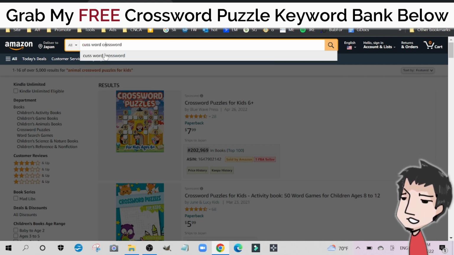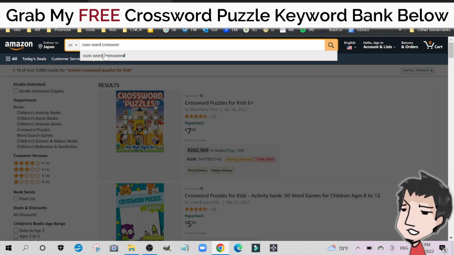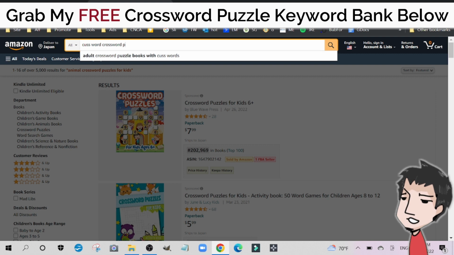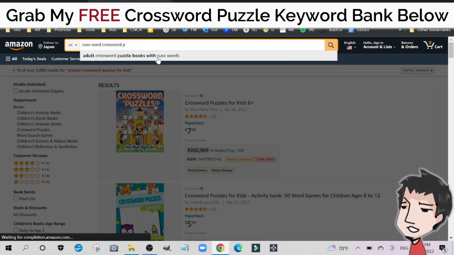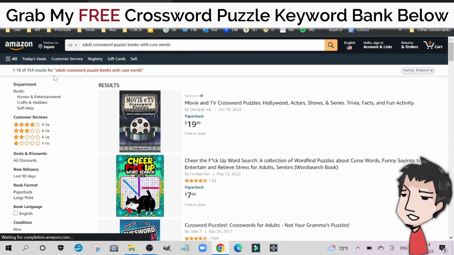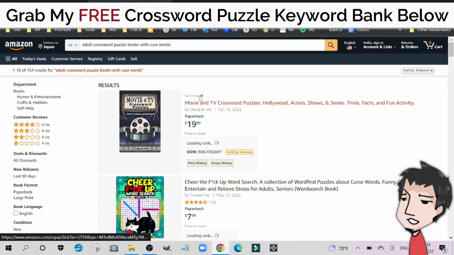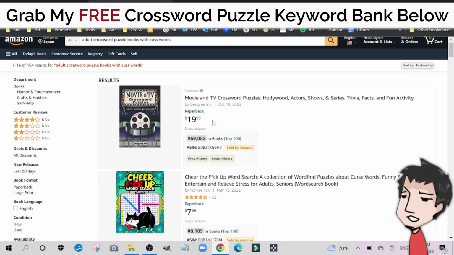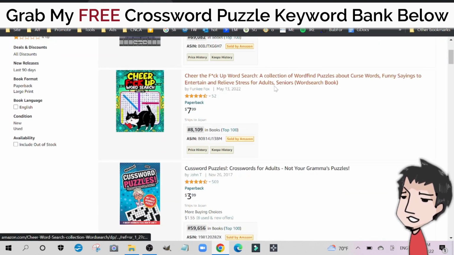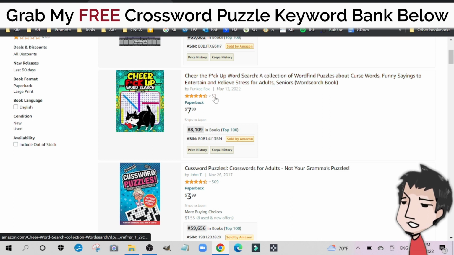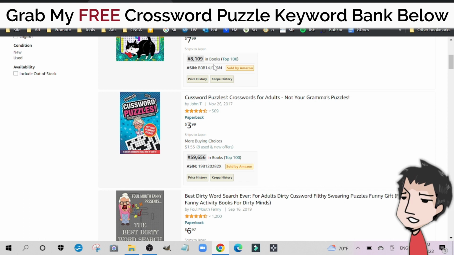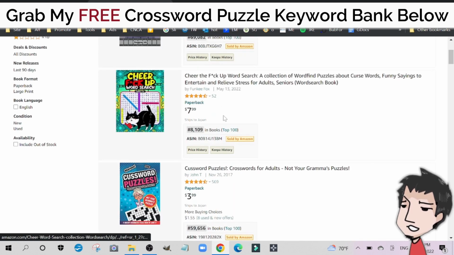Cuss word crossword. Adult crossword puzzle book with cuss words. Okay, this is under 1,000. Really good. You can see that this person here is sponsored, so we're going to ignore them. They're an advertisement. The next one down is a cuss word crossword puzzle. 52 reviews. It has a BSR, of course, of 8,000. That's great. This is selling every day.